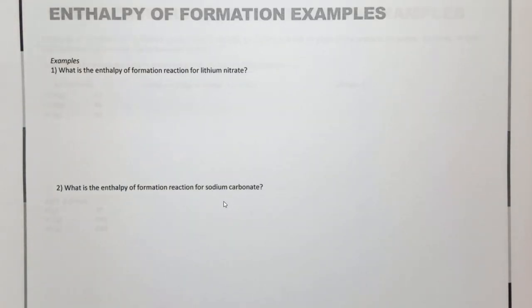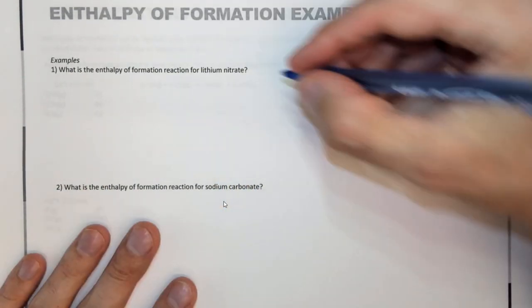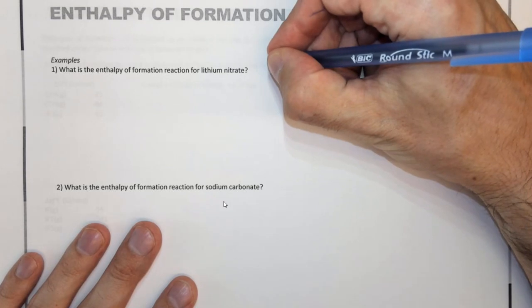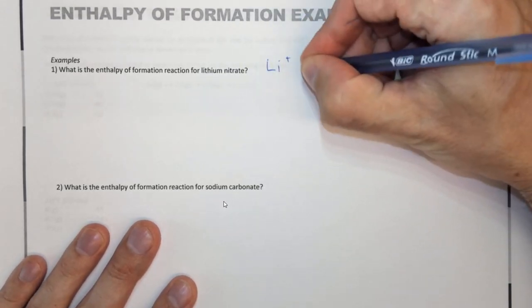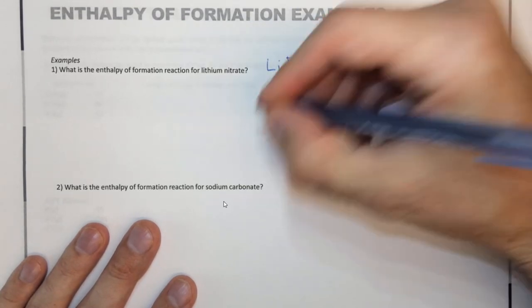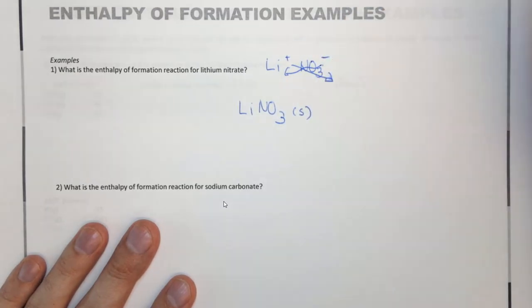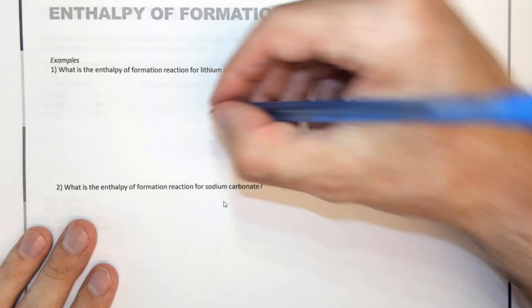Let's do a couple of examples. What is the enthalpy formation reaction for lithium nitrate? Well, let's figure out what lithium nitrate is first. We have Li plus and nitrate is NO3 minus. We cross them and we get LiNO3. And the standard state is a solid for lithium nitrate.